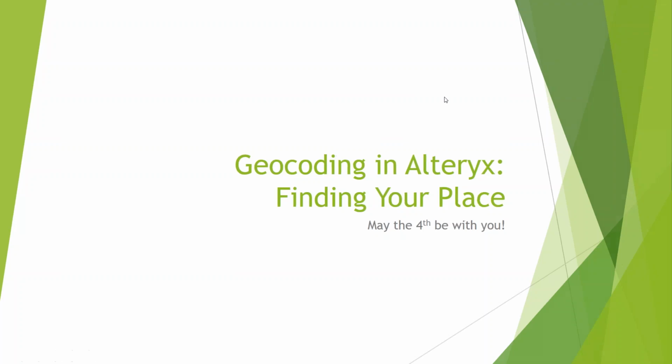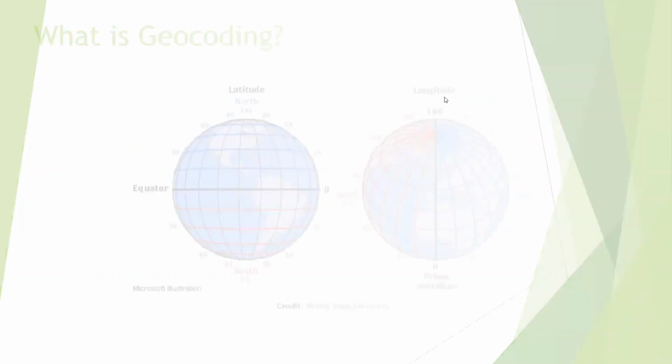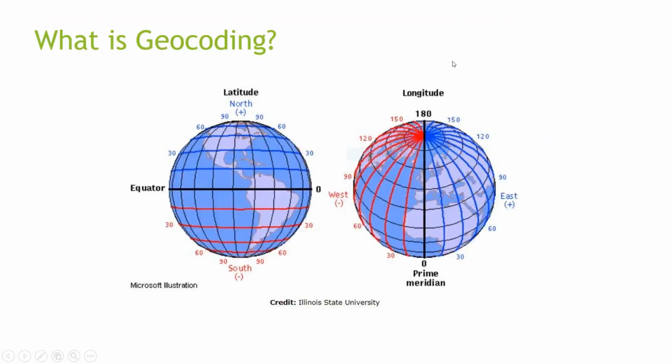So with that agenda, I'll go ahead and start with geocoding. What is geocoding? Geocoding is true to its name. It is making a code somewhere along the earth, which is why it's geocoding. For those of you who may not have really explored latitude and longitude, there is a nice difference between the two.